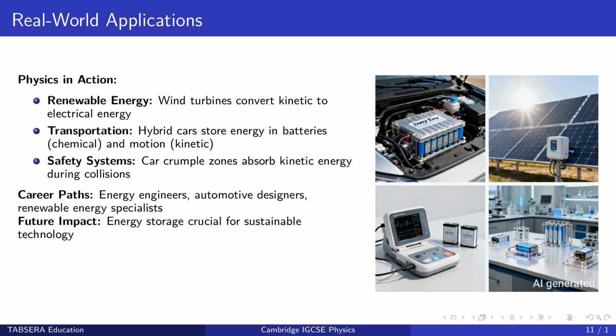In transportation, hybrid cars showcase multiple energy stores. They store chemical energy in batteries and kinetic energy in their motion, switching between energy sources for efficiency. In safety systems, car crumple zones are designed to absorb kinetic energy during collisions, converting the car's kinetic energy into deformation energy of the metal, protecting passengers.